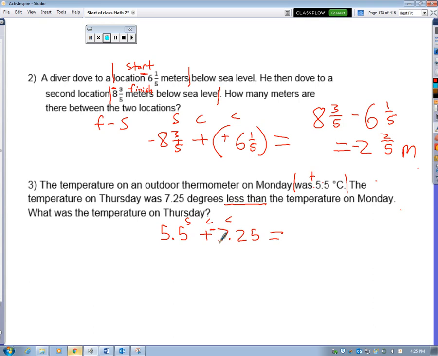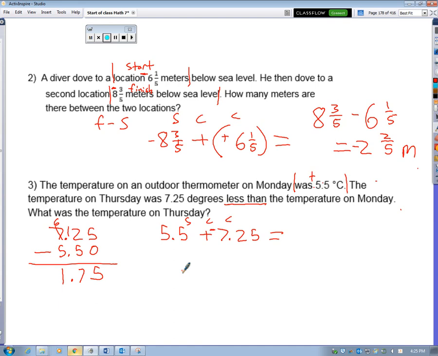Now it has become a positive number adding a negative number. That means we have to subtract. So I'm going to put my bigger number on top when we're subtracting. Minus 5.5. Notice how I lined up those decimal points. I'm going to put a 0 in the empty space. That comes out to 5. We're going to have 7 for 12 minus 5, and then 1. So we have 1.75 degrees. That was the temperature on Thursday.